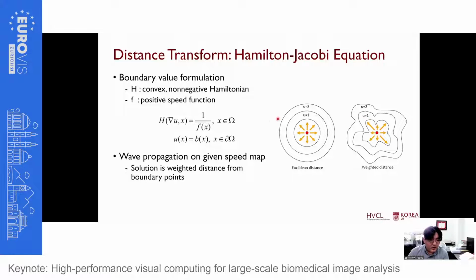So this is modeled mathematically using the so-called Hamilton-Jacobi equation. Here H is a Hamiltonian defined by the gradient of the distance field. And this is equal to the speed term, 1 over f. F here is the speed. And we have the boundary. So this is a boundary value formulation given the Hamiltonian. And the Hamiltonian can be either simple, like the inner product of the gradient, or maybe we can use a tensor in between so that we can define the anisotropic speed.